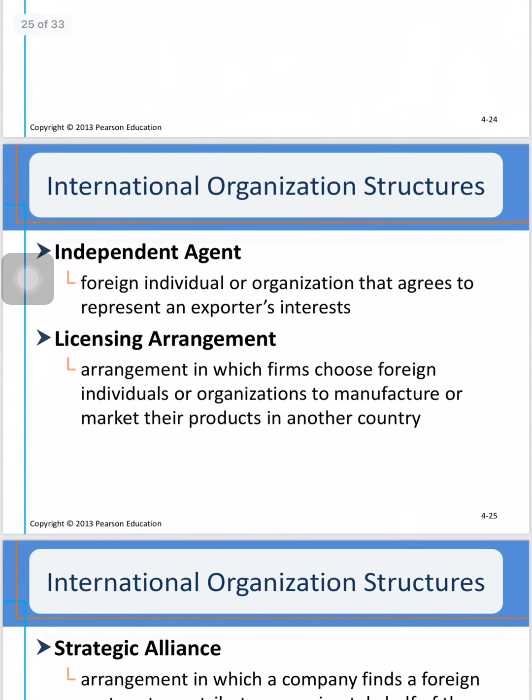Okay, next is independent agent. An independent agent is a foreign individual or organization that agrees to represent an exporter's interest. That's called an independent agent.